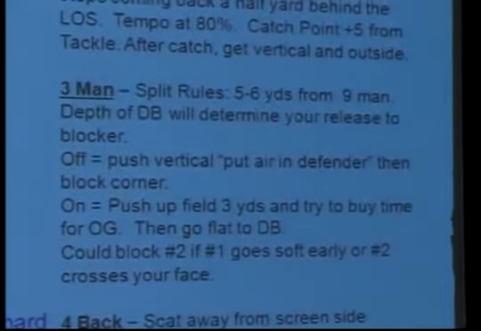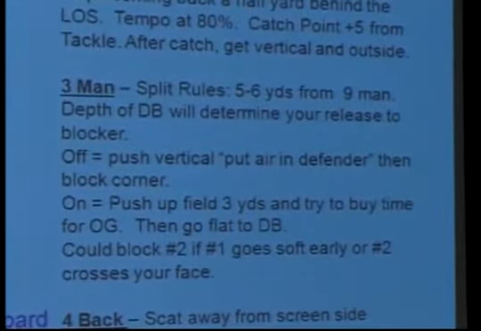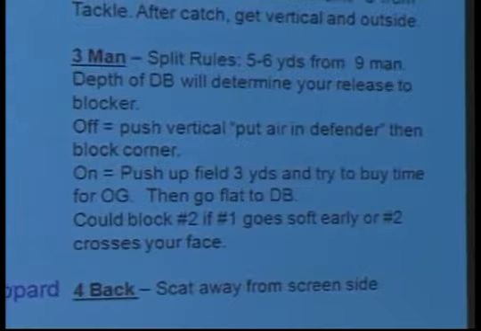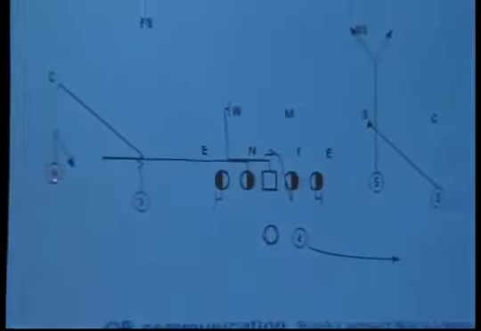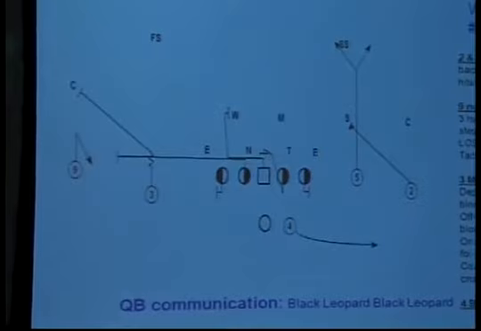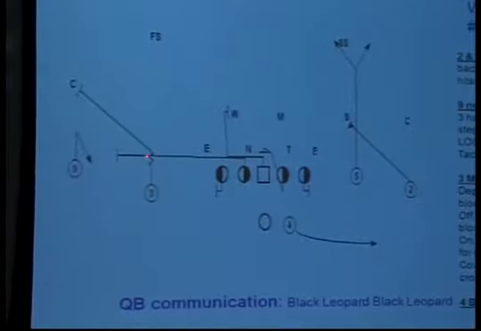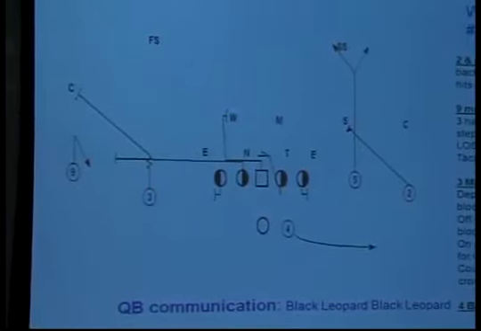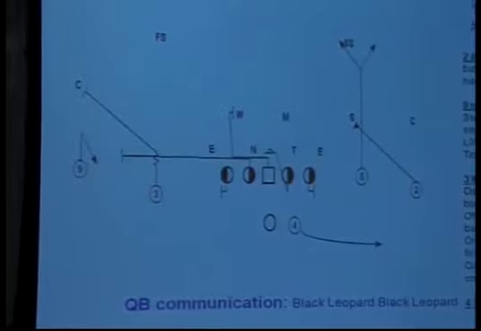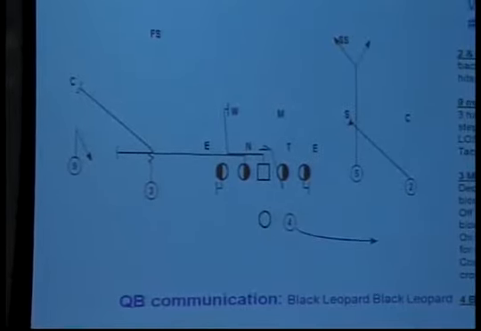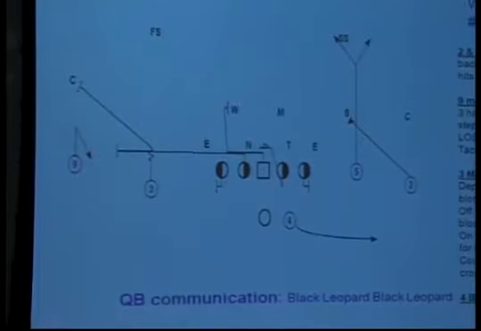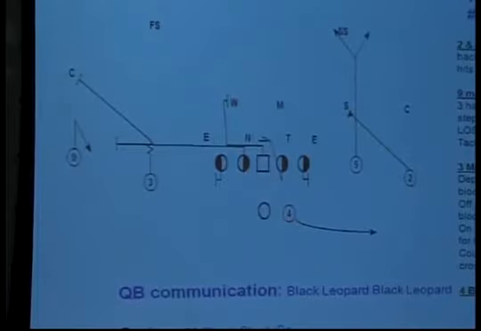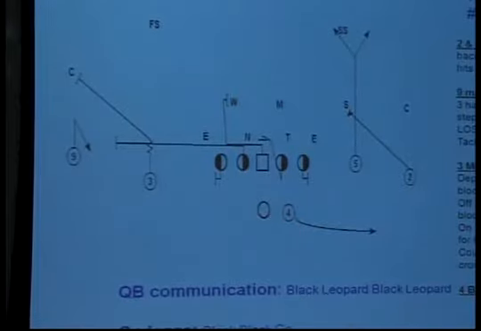Then you're going to the flat. Then you're going flat to the corner. You'll have to peel him off. Again, if it's press coverage, you're hoping that the 9-man helps you out, makes your block a little bit easier by working out before he comes back. It creates a little bit of separation so you can work flat across, 3-man flat across to peel him off of you. Once that happens, then you could block number 2. If number 1 goes soft early, and then number 2 is going to cross your face, that very well could happen as well. The 4-back is running a scat or a flare, a TCU look away from the screen side.